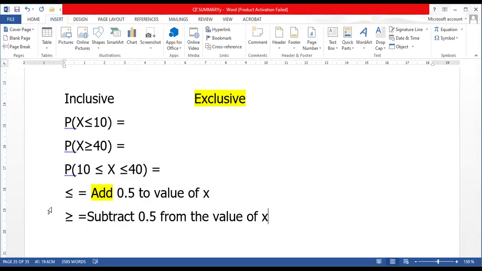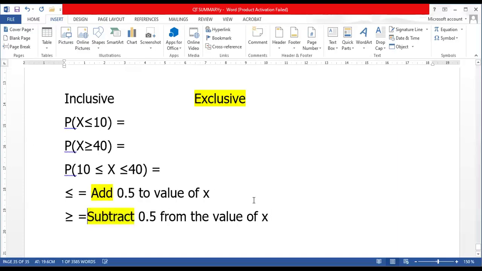Guys, I want you to master this. As you do your numbers of normal distribution, we deal with exclusive figures. Now, the question is, how will you change from inclusive to exclusive? This is the concept.